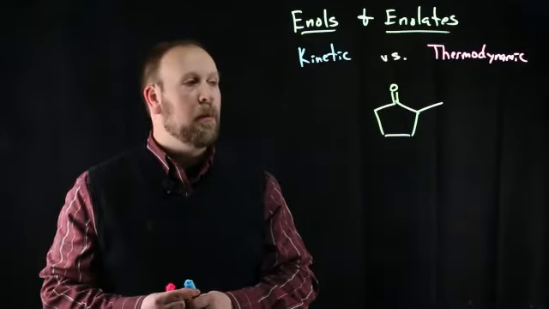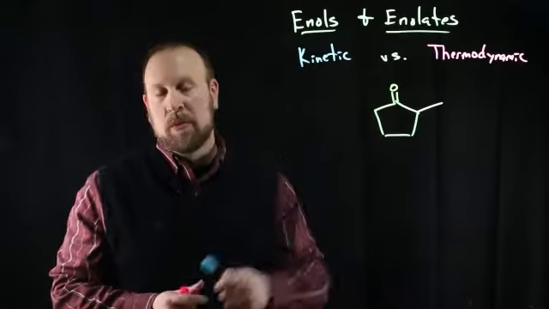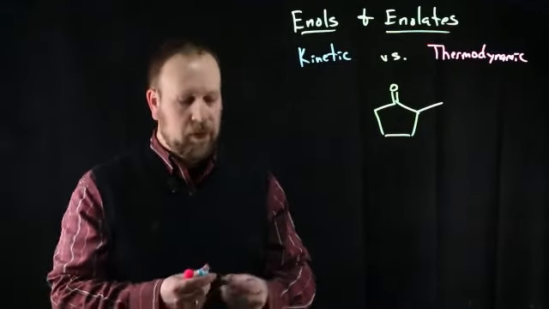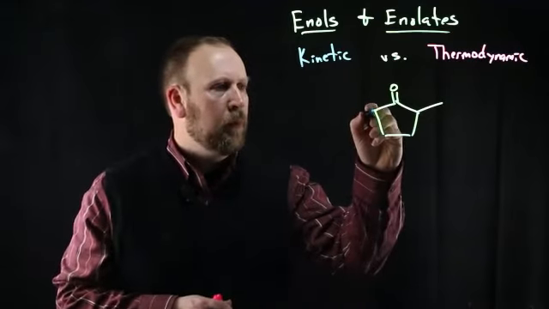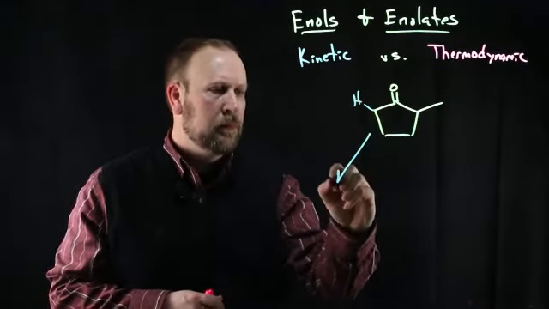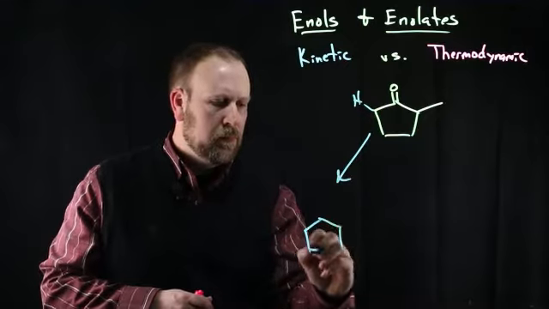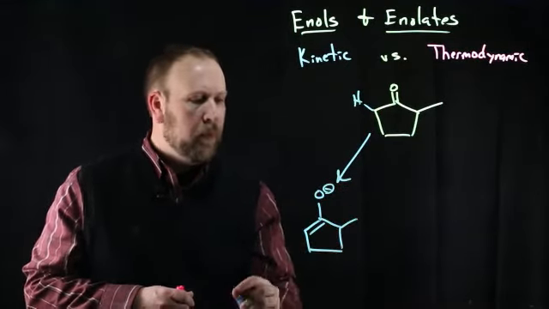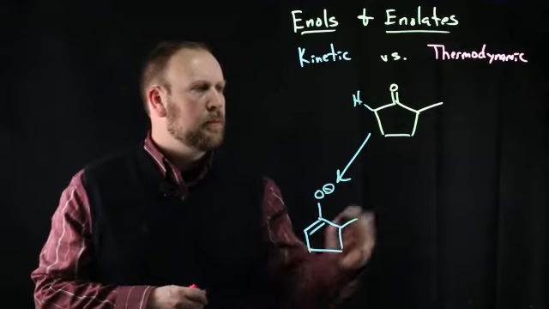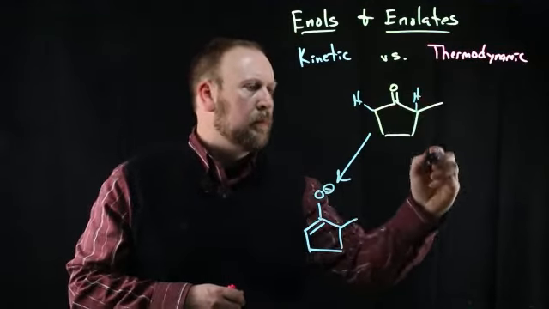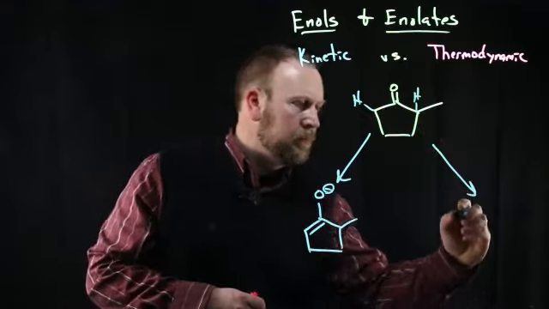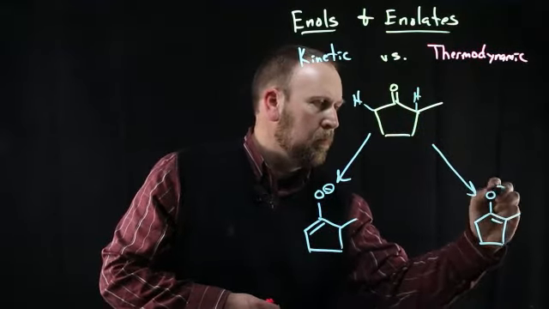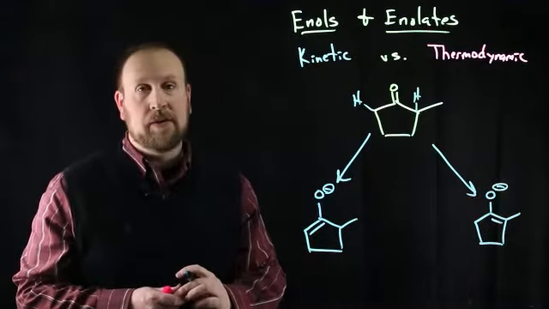So now let's look at a new example. I've added a methyl group to my cyclopentanone, and we're going to see that there's two different enolates that we can form. If we pull off this hydrogen, we can form an enolate on this side of my structure. If I pull off this hydrogen, I can form an enolate on the other side of my structure.